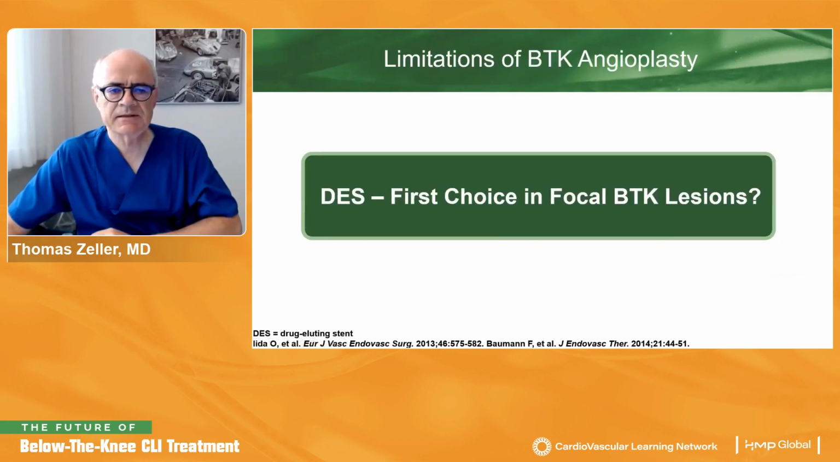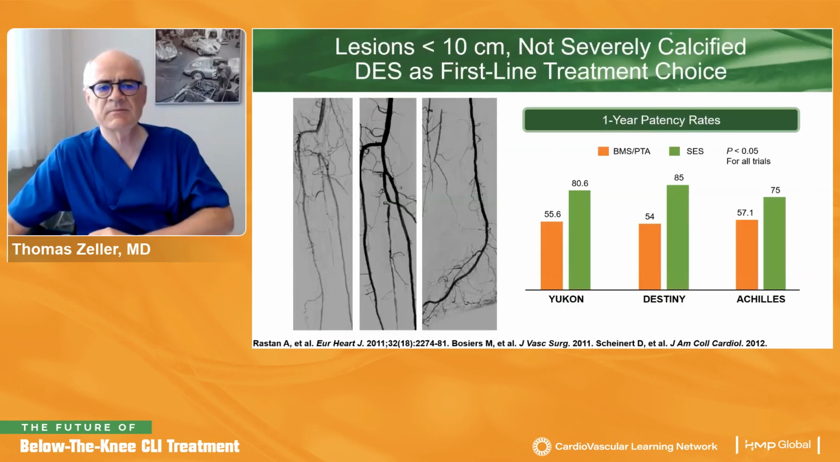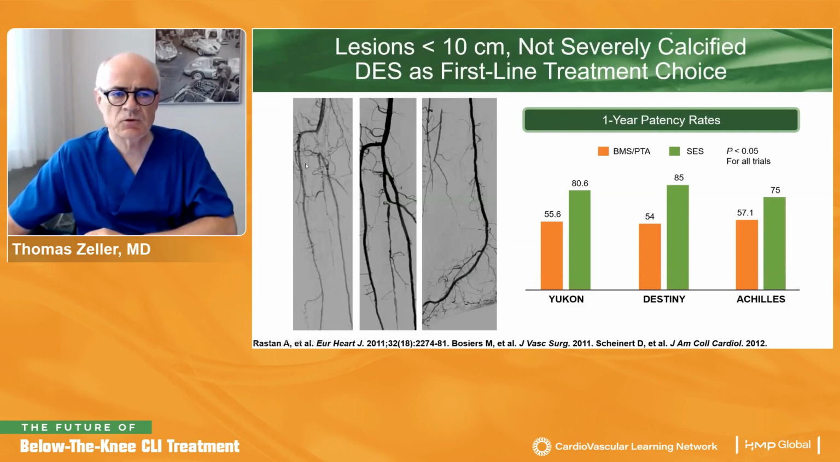Some remarks regarding drug-eluting stents. Are they first choice for focal BTK lesions? In my opinion, they are, as shown over here. This was a total occlusion of the TPT.